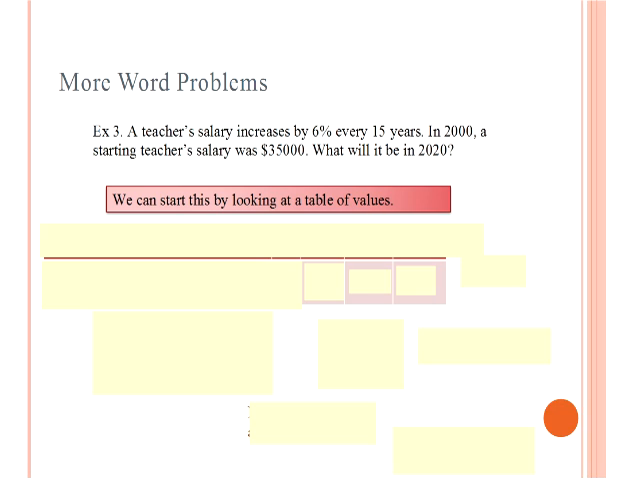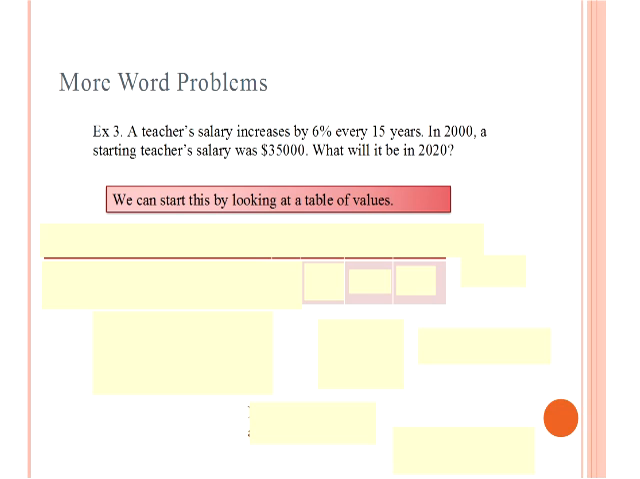So a teacher's salary increases by 6% every 15 years. In 2000, the starting teacher salary was $35,000. What will it be in 2020? Now, this is the starting salary. It's not the salary of the teacher as they progress in their career.